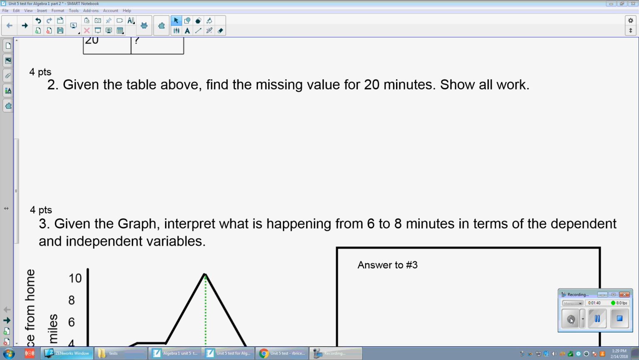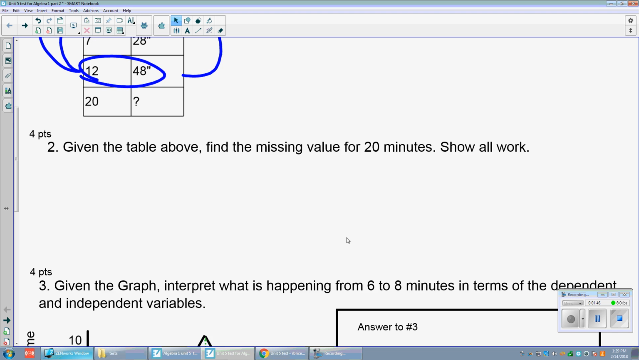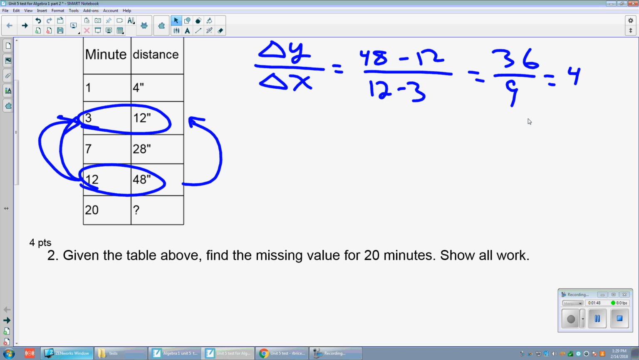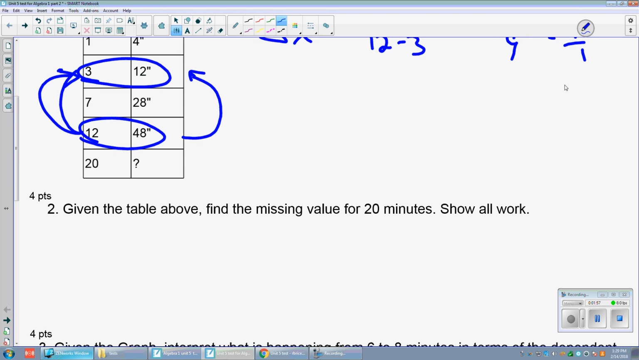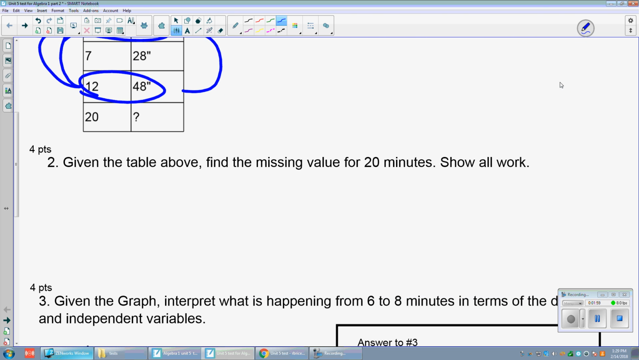Question number 2. Given the table above, find the missing value for 20 minutes. Show all work. Well, it's a good thing that we found what the rate of change was. The rate of change is 4, or 4 over 1. Same thing. So it's like for every 4 y's, we change 1 x.